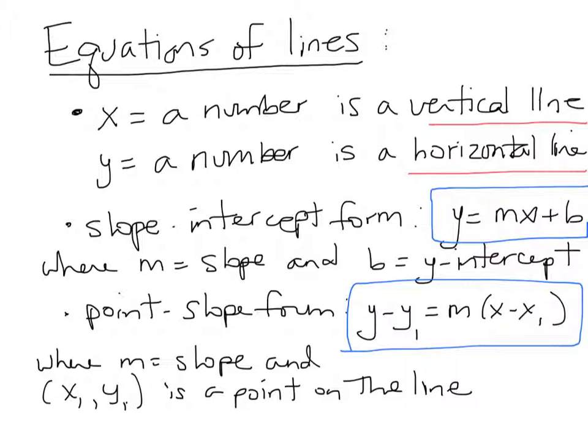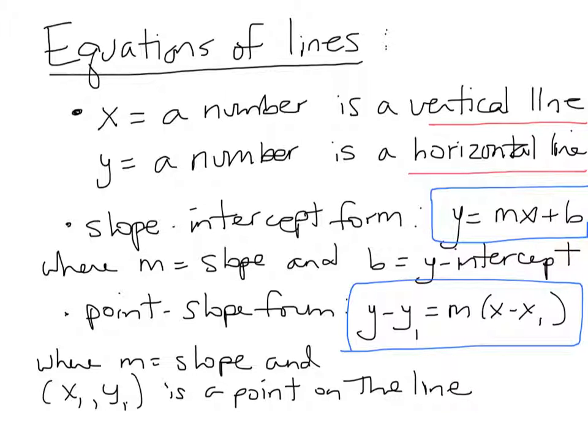So today we're going to review equations of lines. The first thing you should remember is if you have x equals a number, then you have a vertical line. If you have y equals a number, then you have a horizontal line. Most lines will have both x's and y's in them.